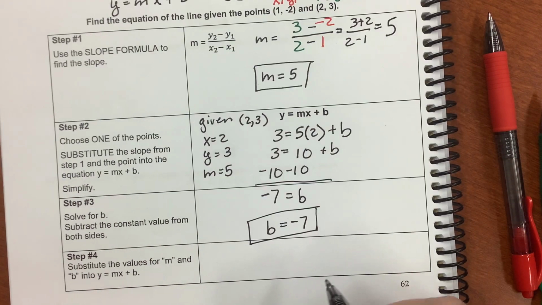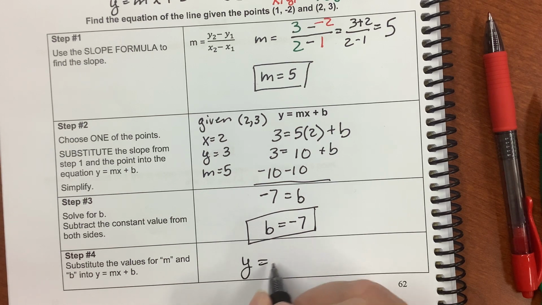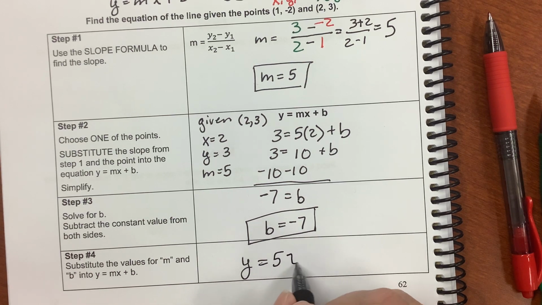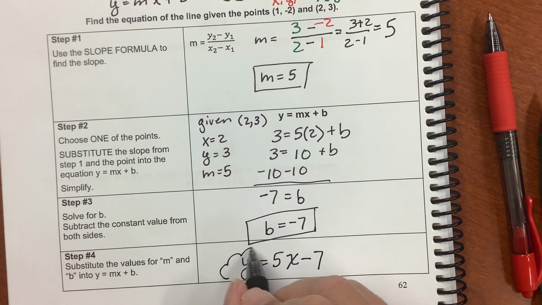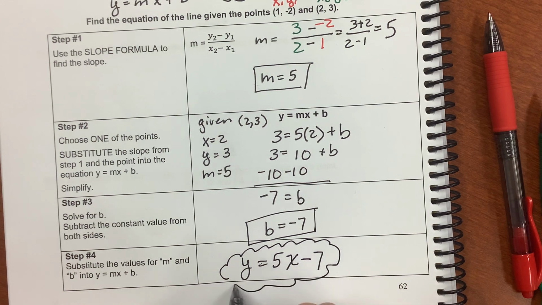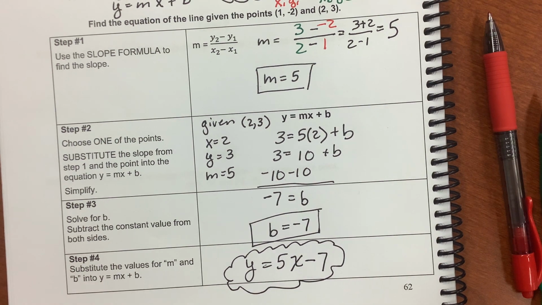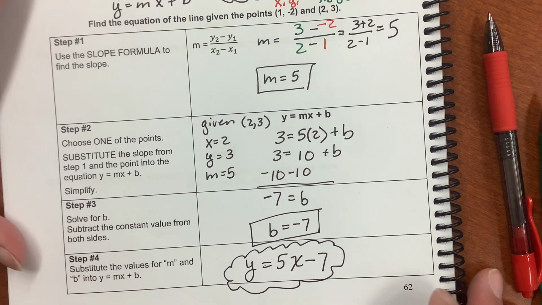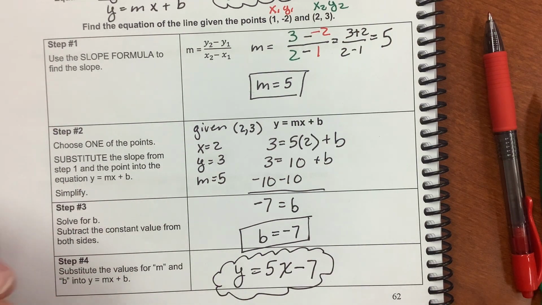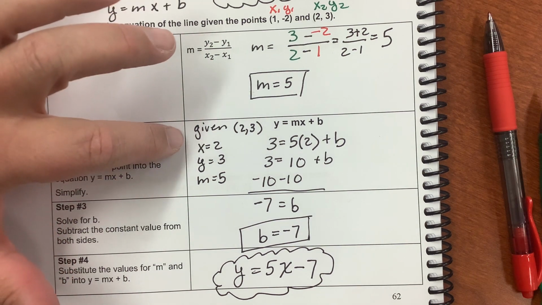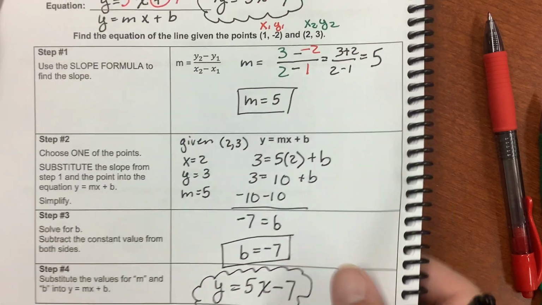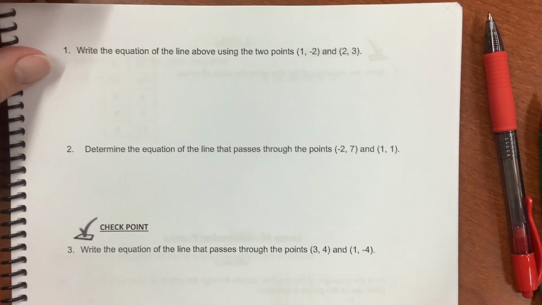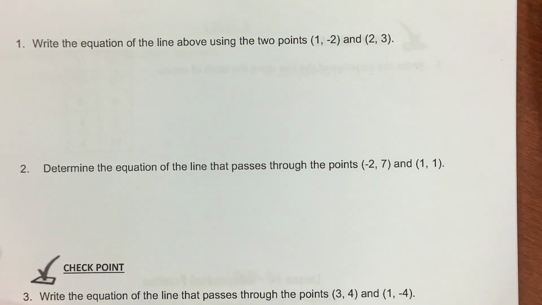So in order to write an equation, y equals 5x plus a negative, which is the same as minus 7. Wait a second, that is the same equation I got up above from the graph. Okay, so now, in order to find the equation from 2 points, first you have to find the slope, then you need 1 point and the slope to get the b, and then you substitute it into y equals mx plus b.